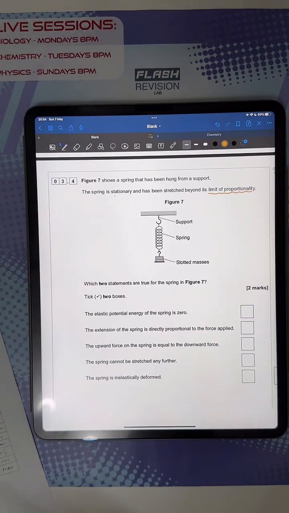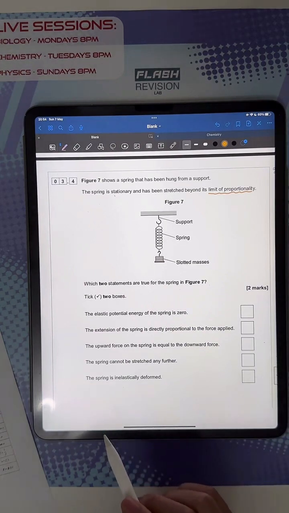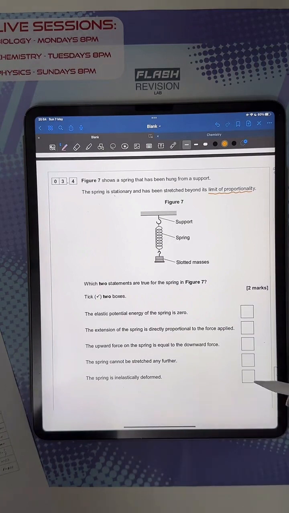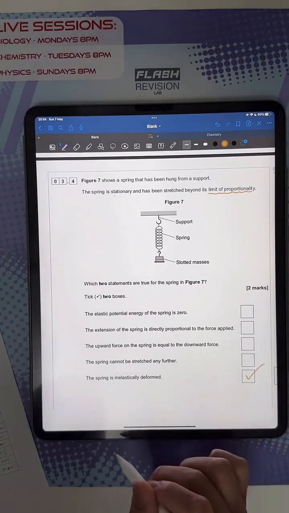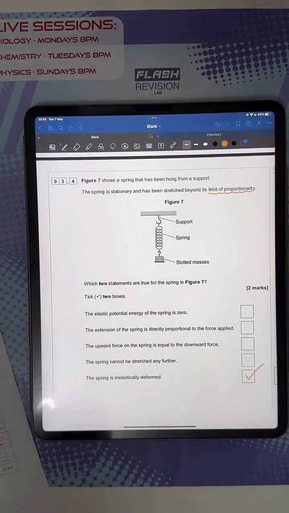So it won't return to its original extension. So which one will it be? The spring is inelastically deformed. Good. So that's the opposite of the first one. It's been inelastically deformed. It won't return back when it's reached that limit.